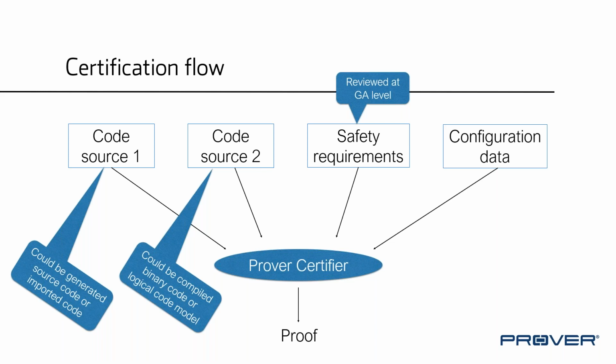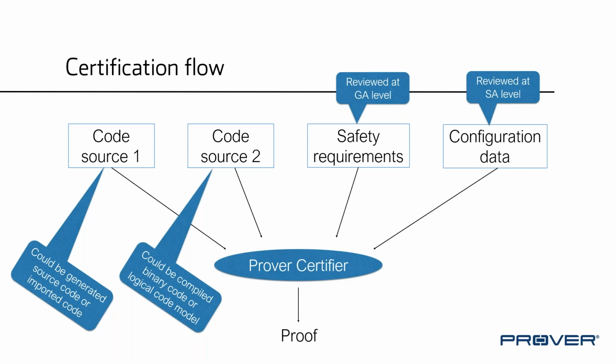Except for these generic safety requirements, you also need to enter some configuration data, and those are reviewed at the specific application level. You need to do that because you need to check that the configuration data you put into the process agrees with the actual configuration out there. All this data is put into Prover Certifier, and out you get a proof.